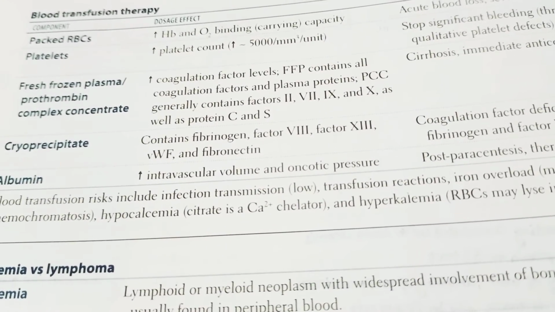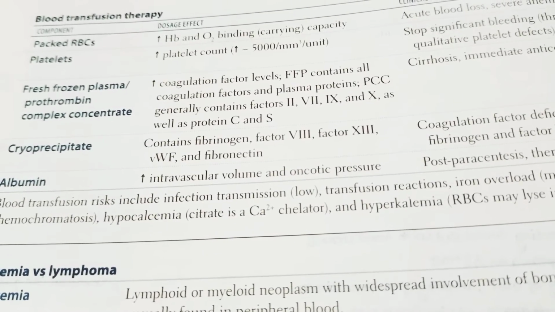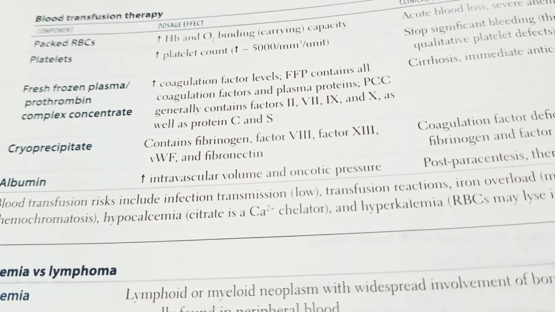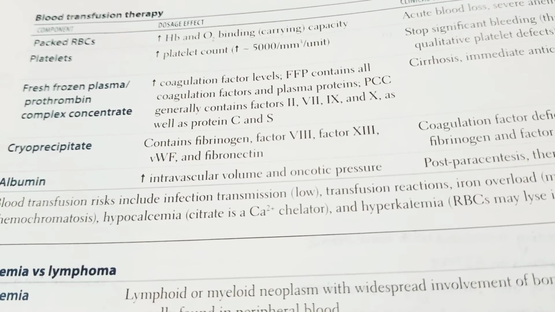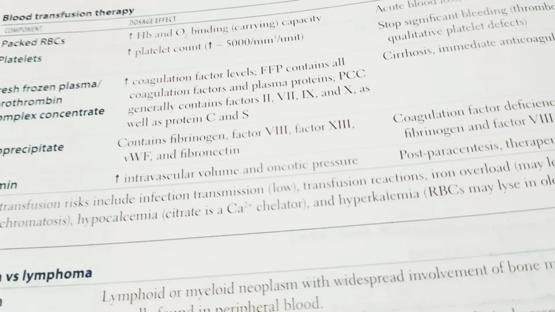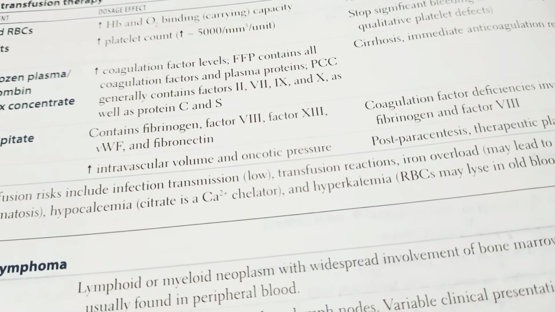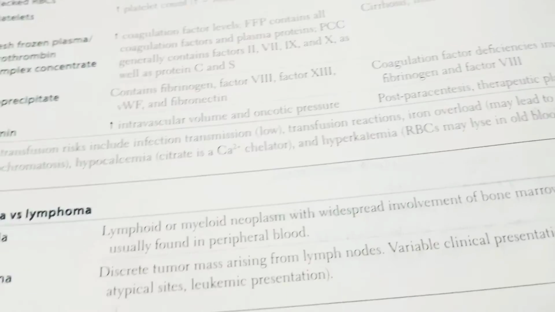And also hypokalemia. Why? Because citrate is a calcium chelator. So in the donated blood, we use citrate, so it may lead to hypocalcemia and also hyperkalemia, because RBCs may lyse in blood units. So when RBCs lyse, that will lead to hyperkalemia.